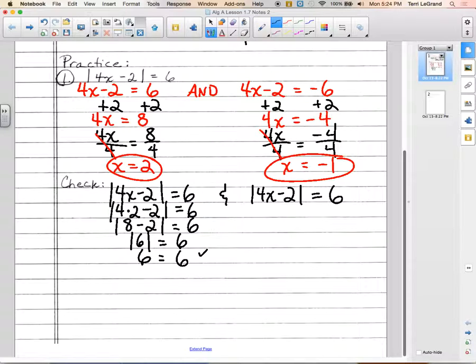Now we'll check out our other one. We'll put -1 in, substitute -1 in for x. And that's the only thing that gets replaced. Everything else stays as it was. So the x gets replaced with -1. Now we do our multiplying inside those bars. We have 4 times -1. That's -4. Let's change this to add the opposite, plus a -2.